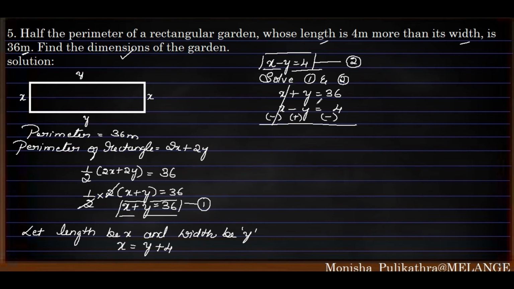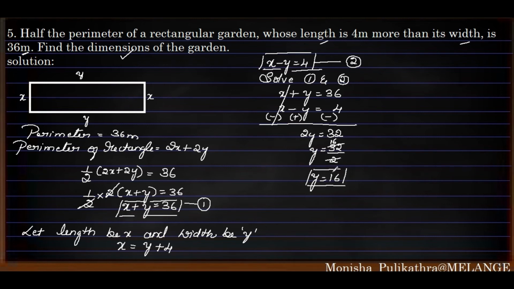X's cancel each other. Here plus plus, like signs always do addition. So when there is like sign we have to add it, that is y plus y is equal to 2y, plus into minus minus, so we need to subtract this. 36 minus 4 is 32, so y is equal to 32 divided by 2. So 2 ones are 2, 2 sixes are 12, so y is equal to 16.